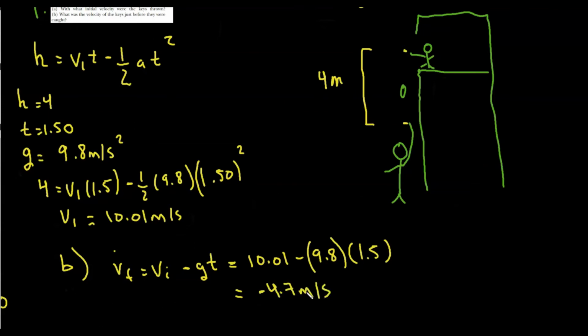And what does this mean? This indicates the downward direction. So we solved for the velocity in the downward direction. So if you want, you can just put 4.7 meters per second downwards as your answer. Alright, let's move on to the final.